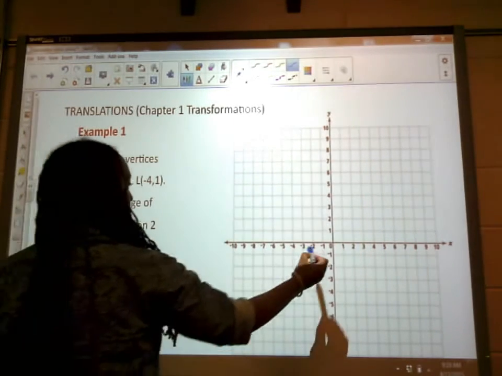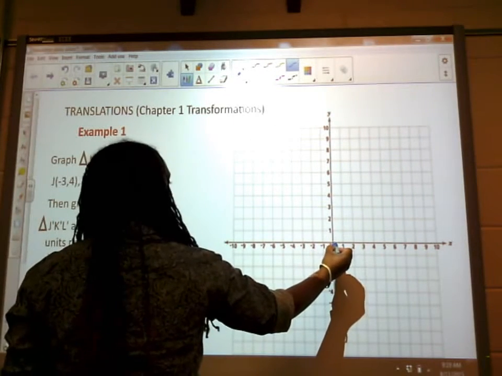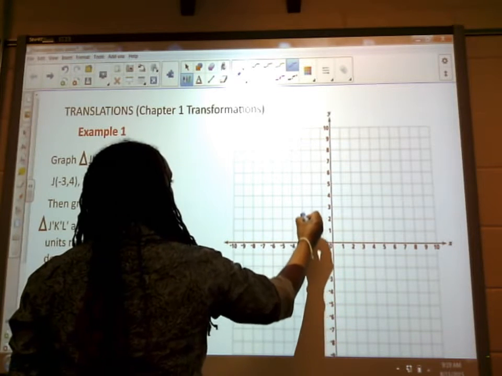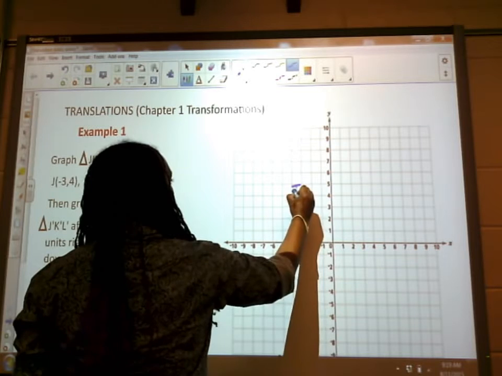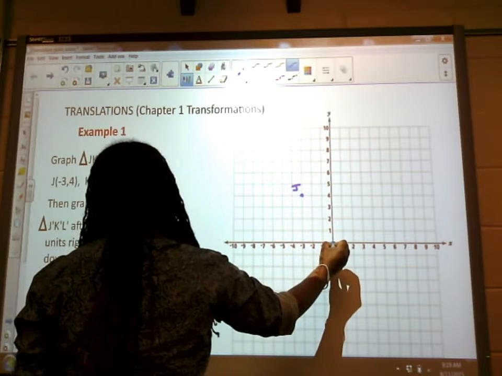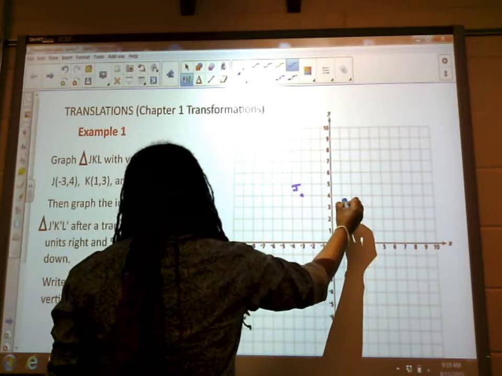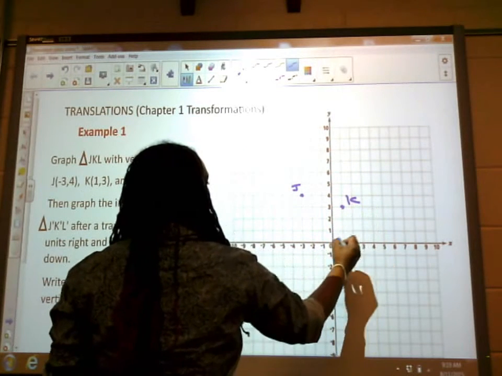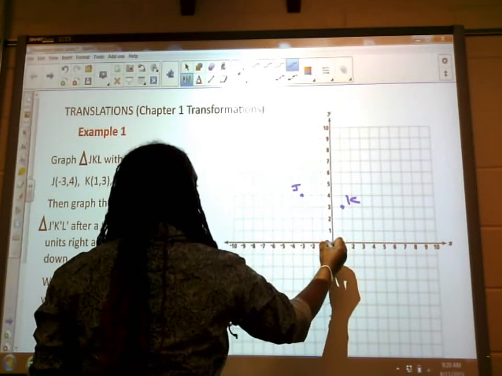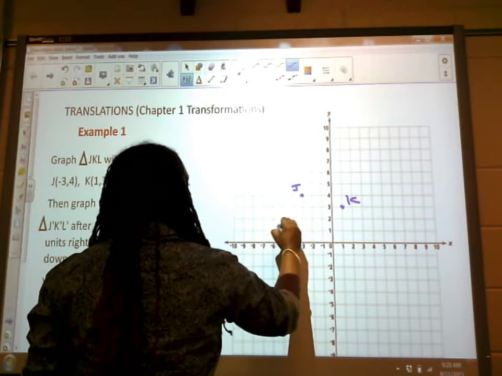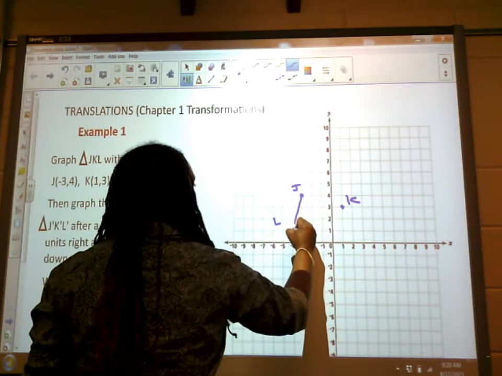So we start at the point of origin. I'm going to go to the left 3 and up 4. Always label your point. Back to the point of origin. To the right 1, up 3. Back to the point of origin. To the left 4 and up 1. Alright, so this is my original triangle.